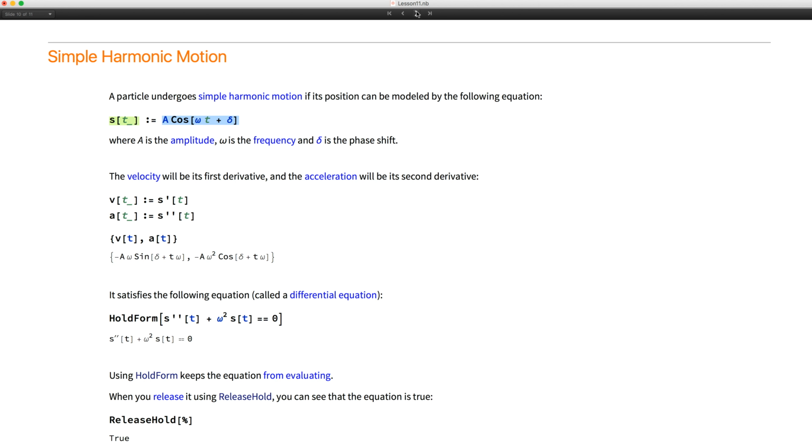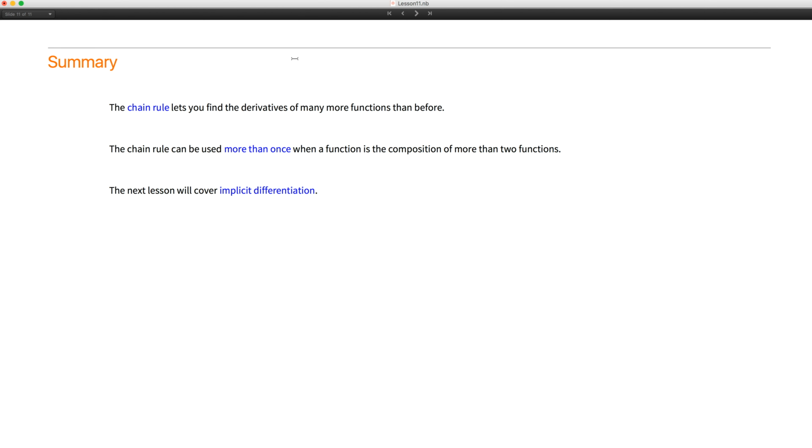Okay, so that brings me to the end of today's lesson. So to summarize, the chain rule lets you find the derivatives of many more functions, because you can work out the derivatives of products and powers, etc., much more easily with the help of this rule. Now, of course, you can build up a chain of any length, so you can use it more than once when a function is a composition of more than two functions.